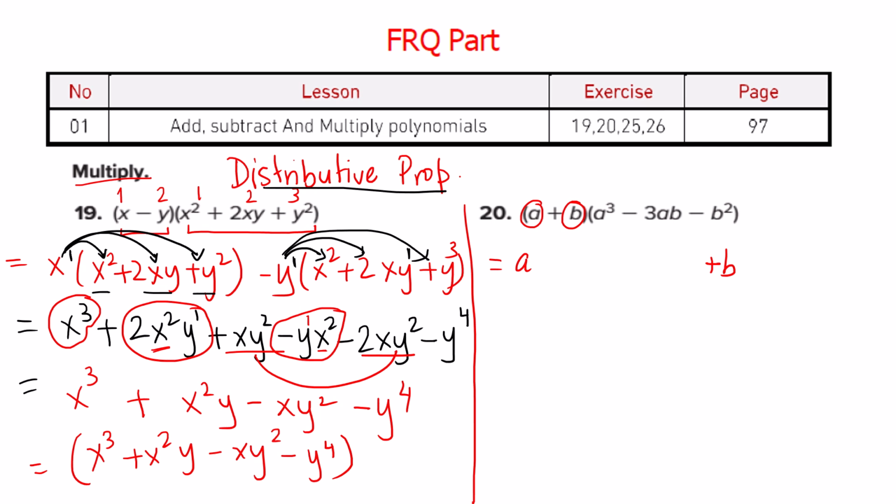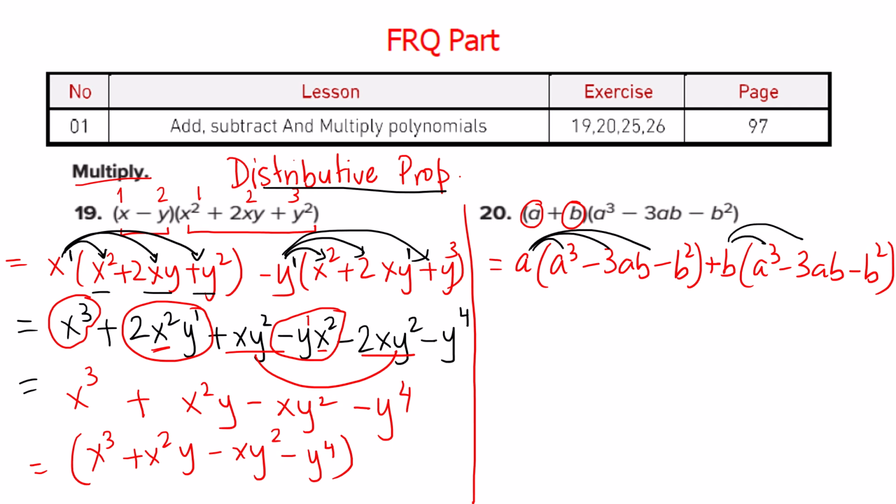Okay, let's do the next one. Here a and b are two terms. We break it in two parts and write the second term as it is. Same method I'm using. Again, I will be using distributive property. And now I will multiply one by one the terms. Make the arrows, do the multiplication. So this becomes a to the power 4 minus 3a square b minus ab square plus a cube b.